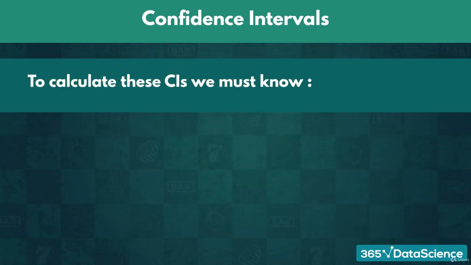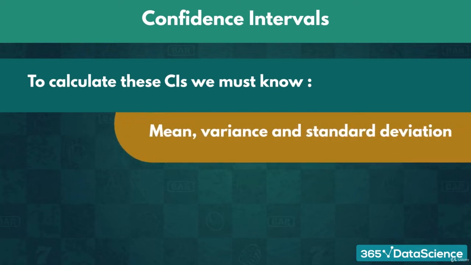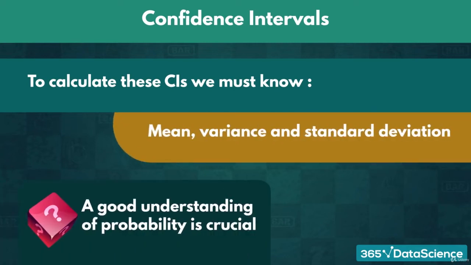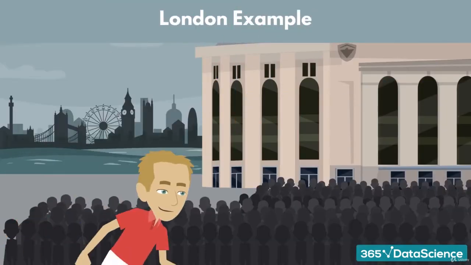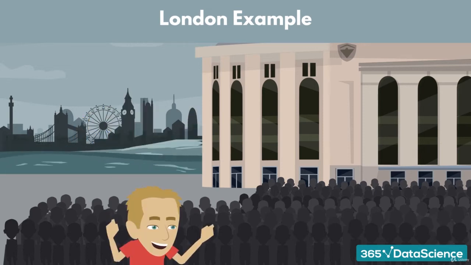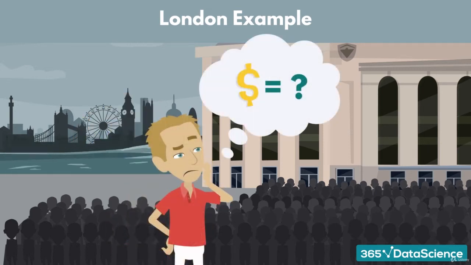To calculate these confidence intervals, we must know what mean, variance, and standard deviation are. Thus, having a good understanding of probability is crucial. If you follow through with our program, you will learn much more about them. But let's get the gist of that real quick. Imagine you are on a trip to see your favorite soccer team in North London. You want to know how much money you should carry with you when you go for a meal before the game. So you gather some data.